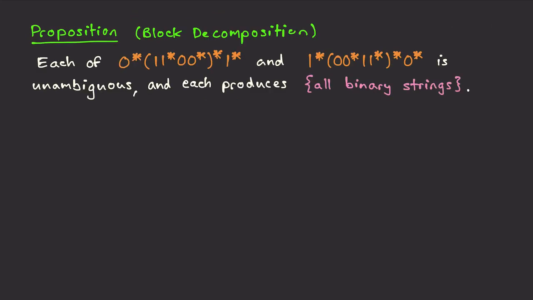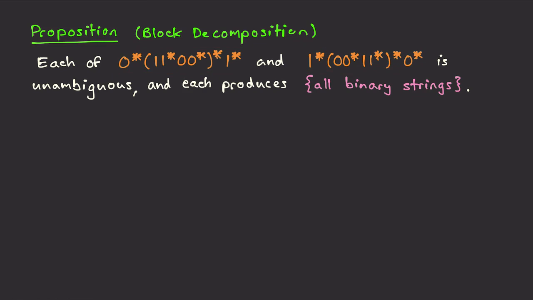And now we move to a regular expression which is even more complicated, but even more useful for unambiguously producing the set of all binary strings. The notes call this proposition the block decomposition. It really gives us two regular expressions, but they're almost the same. You get from one to the other by swapping zeros and ones. So to prove this proposition, we only need to prove it for one of them.